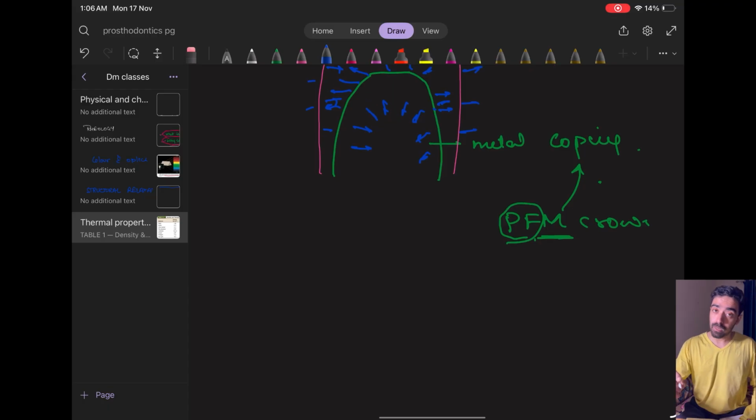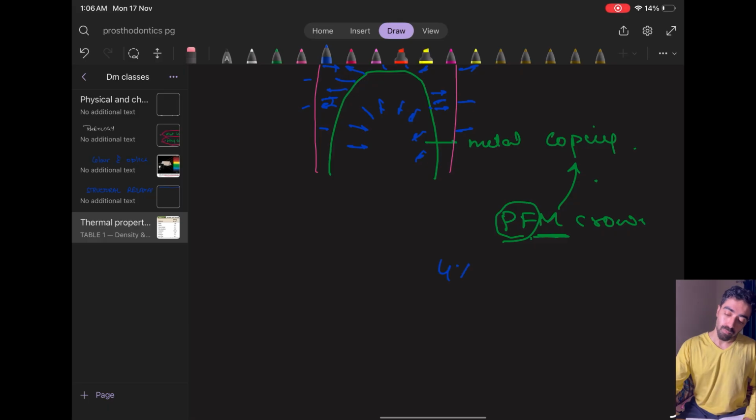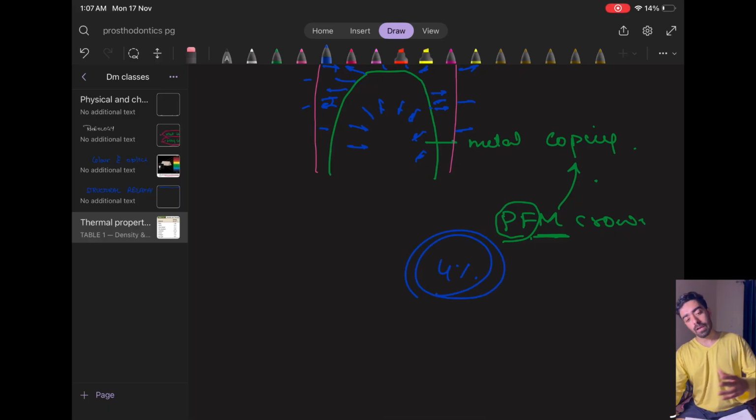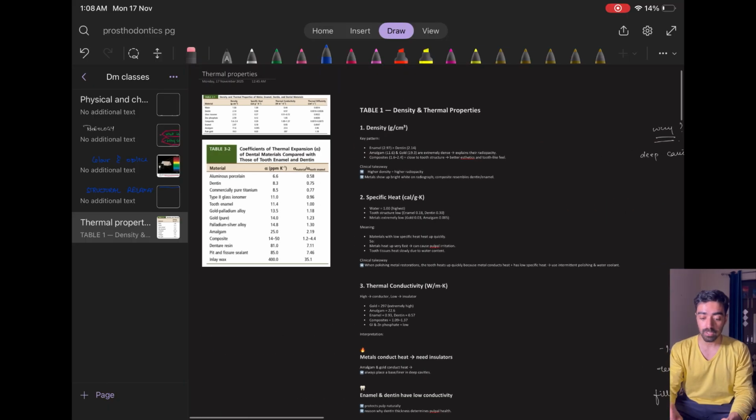So it has been recommended by Phillips that the coefficient of thermal expansion of metal and ceramic must be in the range of 4% only, not more than that. 4% तक का difference चलेगा, उससे ज़्यादा नहीं होना चाहिए. So this is all about the thermal properties which I was mentioning about.